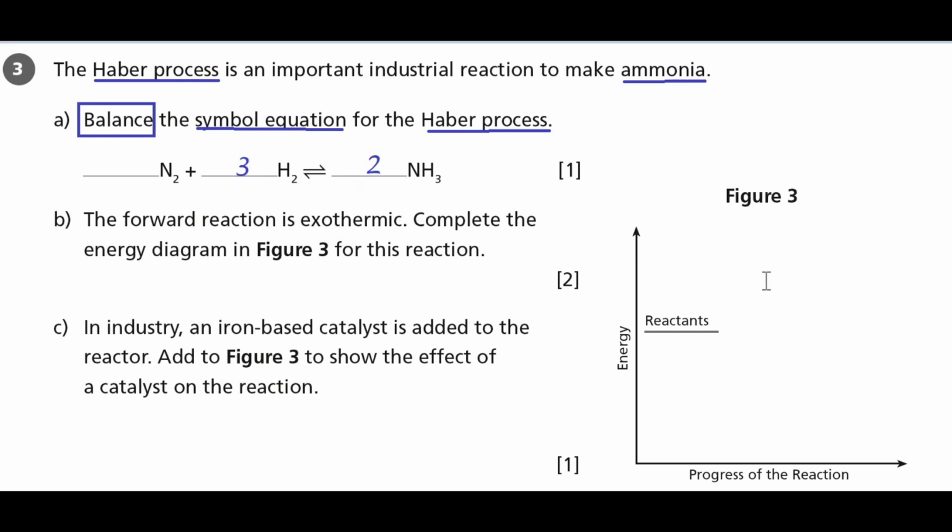Now remember, it's super important that a symbol equation is balanced because no atoms are created or destroyed in a chemical reaction. They're just rearranged. So we need the same number and type of atoms at the start, the reactants, as in the products at the end.